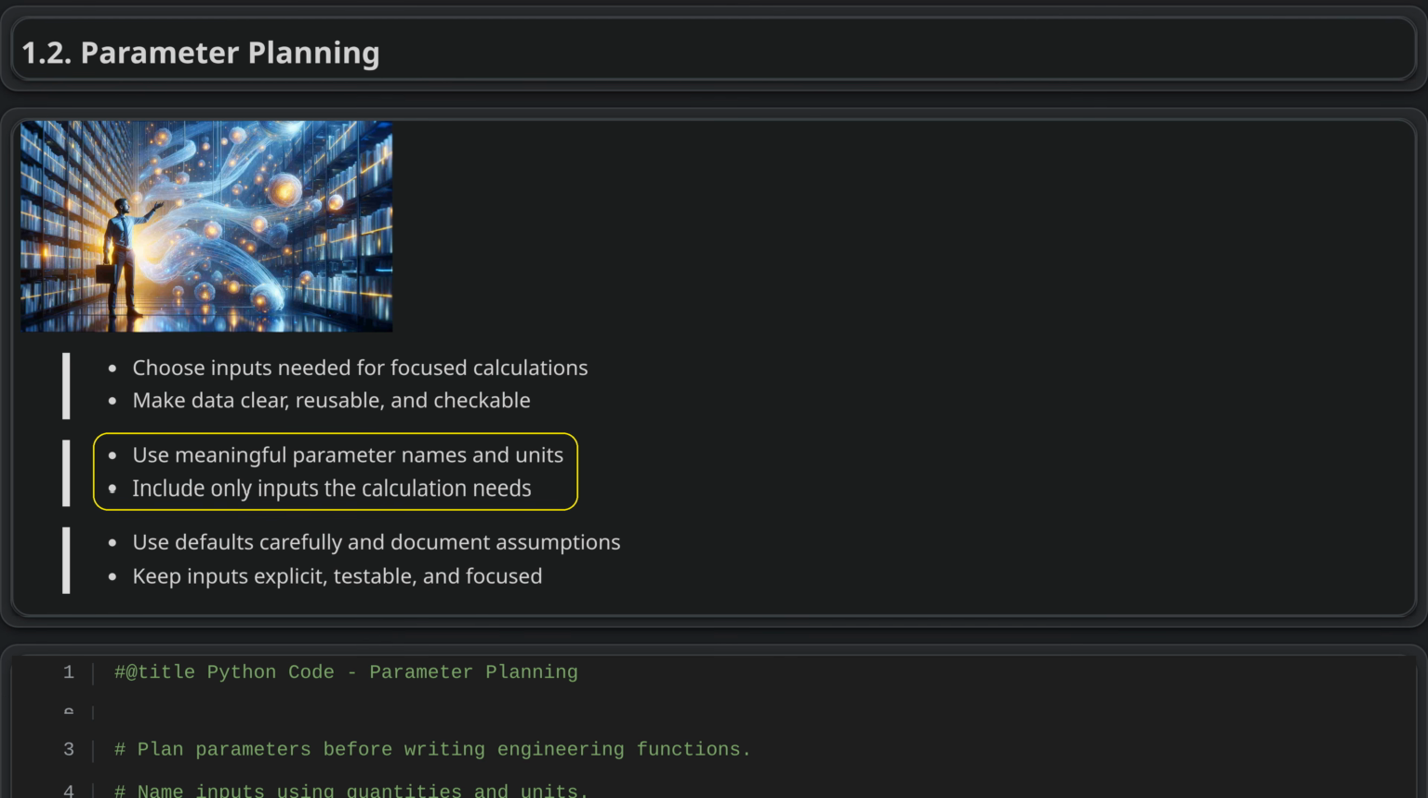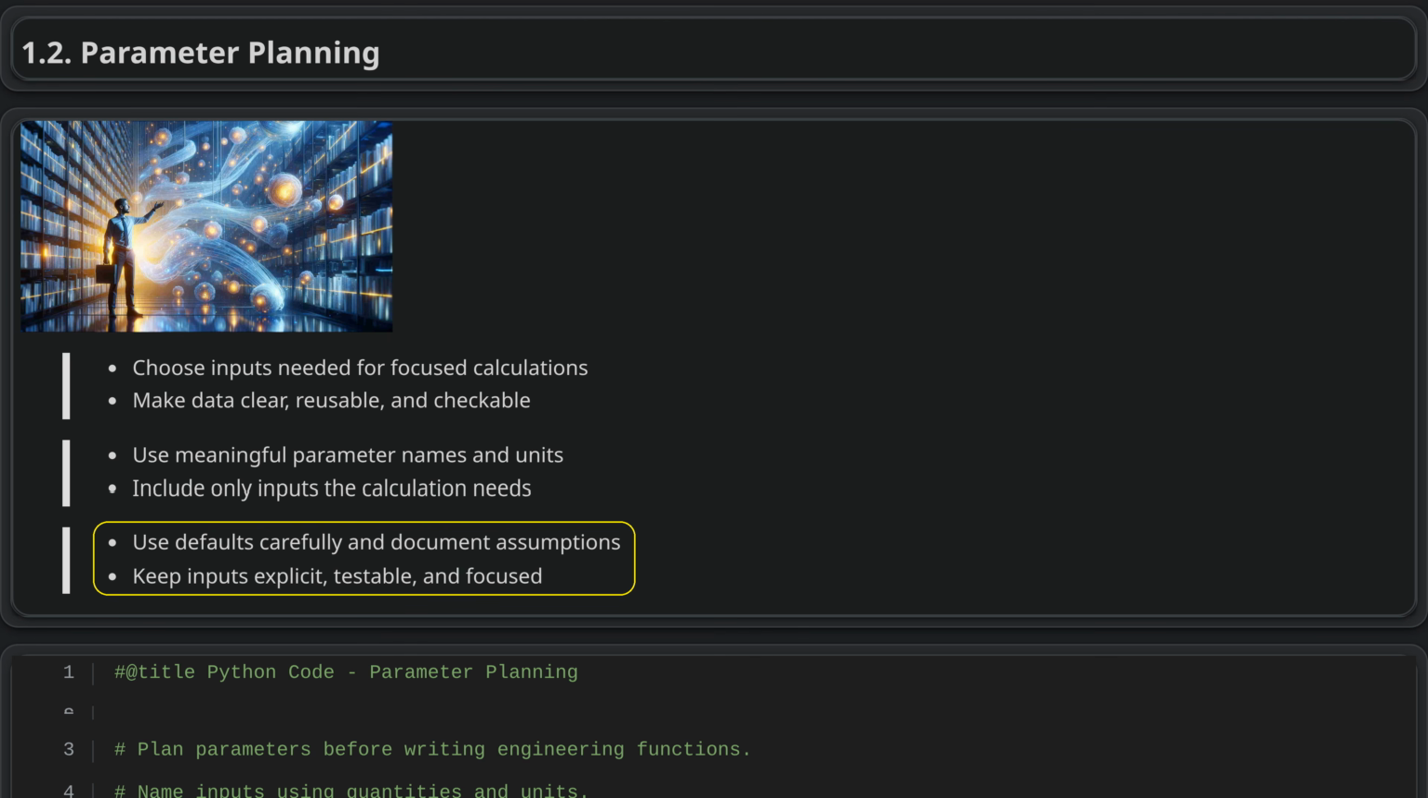Choose parameter names and groupings that clearly show what each input represents, including the expected unit when helpful. A function should take only the information needed for its calculation, such as engineering quantities like flow rate or efficiency. Avoid adding unnecessary parameters because they make the function harder to test, easier to misuse, and less focused.